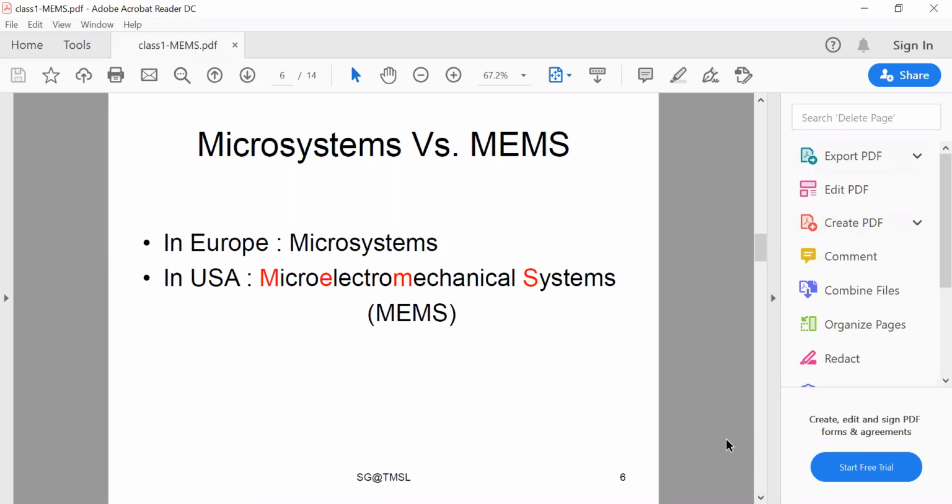Microsystems versus MEMS. There are two terms, microsystem and MEMS. Both are the same, because in Europe they are called microsystems, but in the USA it is called microelectromechanical systems. In short form, it's called MEMS.